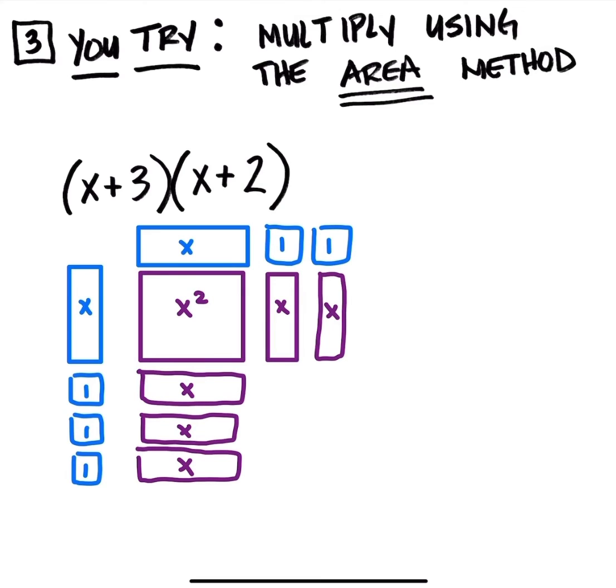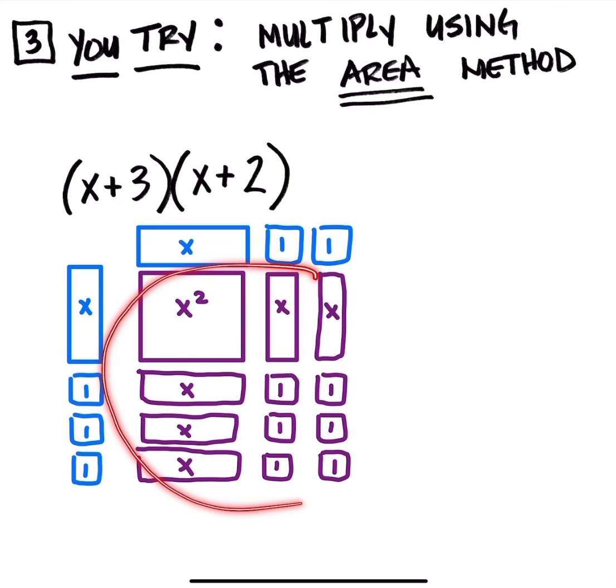And now we see here that we have 1 times 1, 1 times 1, 1 times 1, 1 times 1, and so on. So that leaves us with 6 one-area tiles. So now we want to add up all of our purple shapes together, or combine like terms, and we're left with 1x squared.